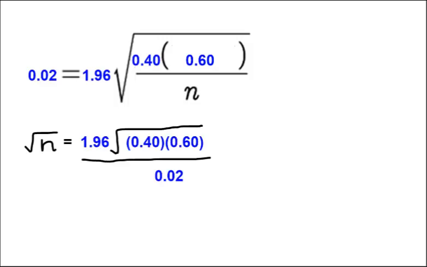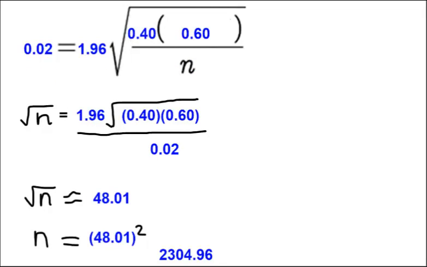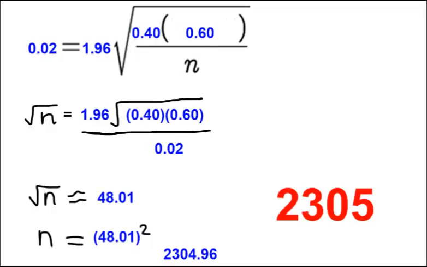We multiply both sides by the square root of n and then divide by 0.02, and we are left with this equation, which gives us roughly 48.01. If we get rid of the square root by squaring both sides, we get 2,304.96, and we need to round up. So they would need to poll 2,305 people.